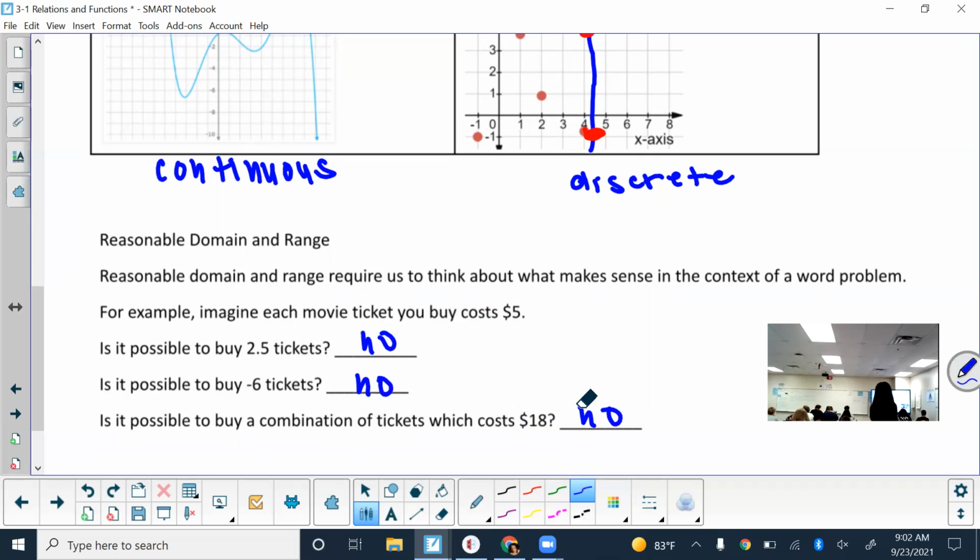So for this specific example, my domain would be the number of movie tickets I buy. So it would be positive integers, like I can't do negative tickets and things like that. If I was talking about the cost, that would be my range. It would be in increments of 5. So like 0, 5, 10, 15, 20, and so on.